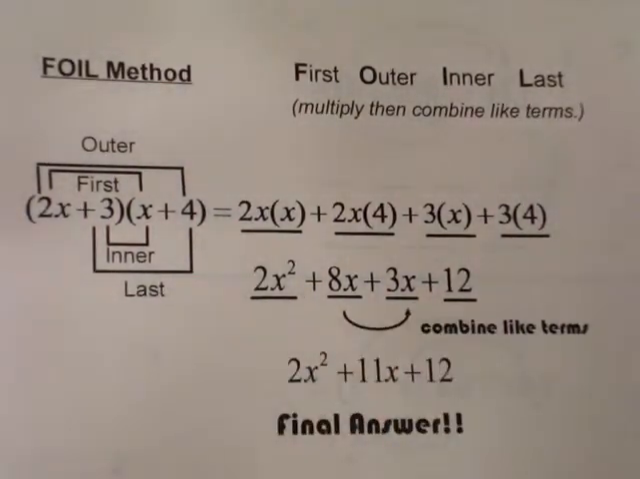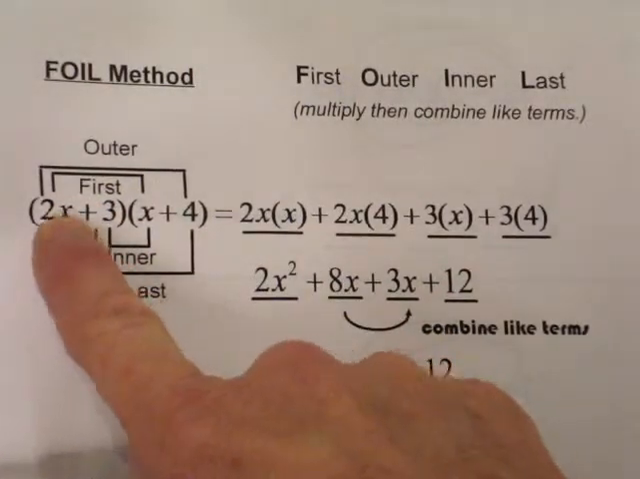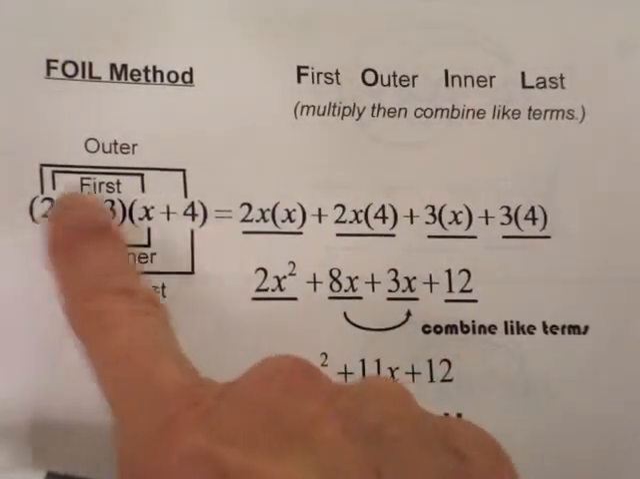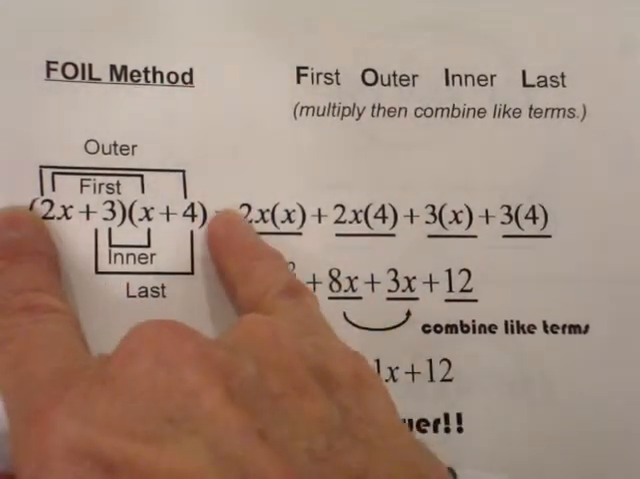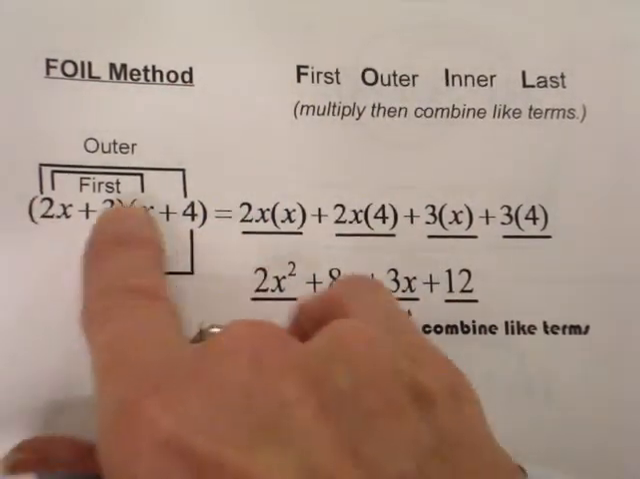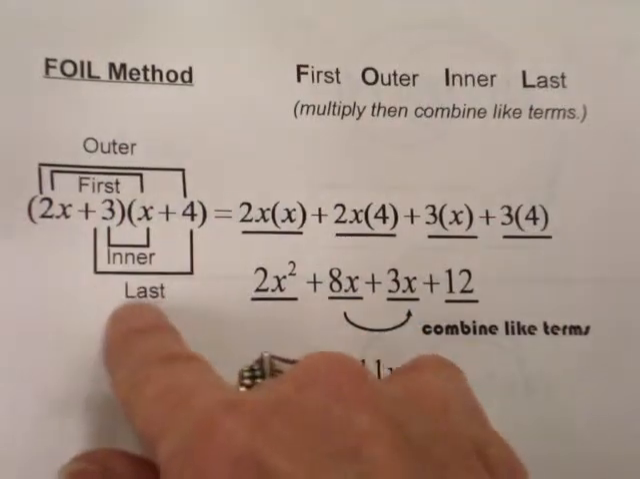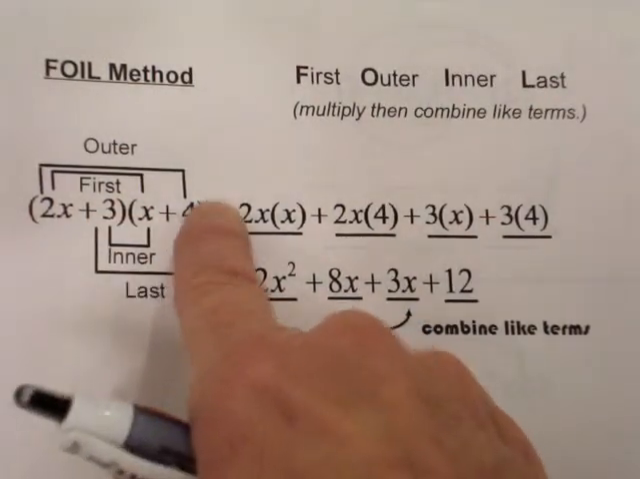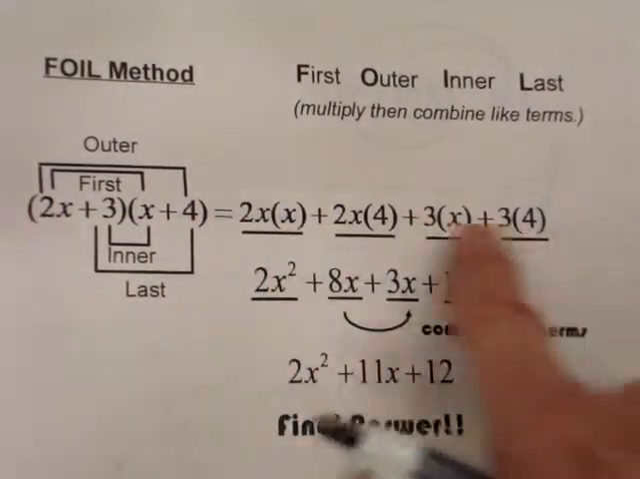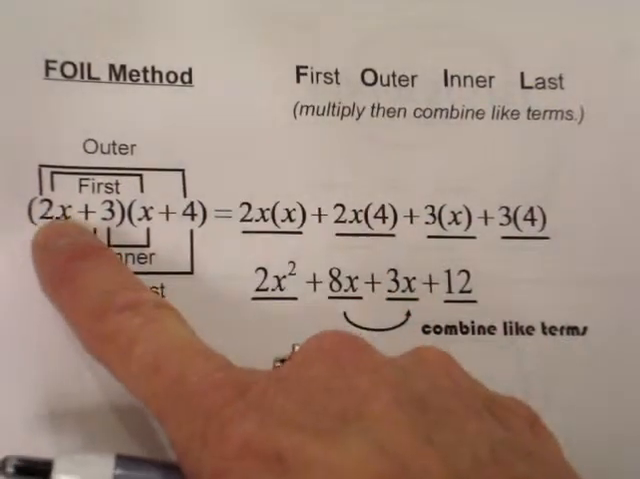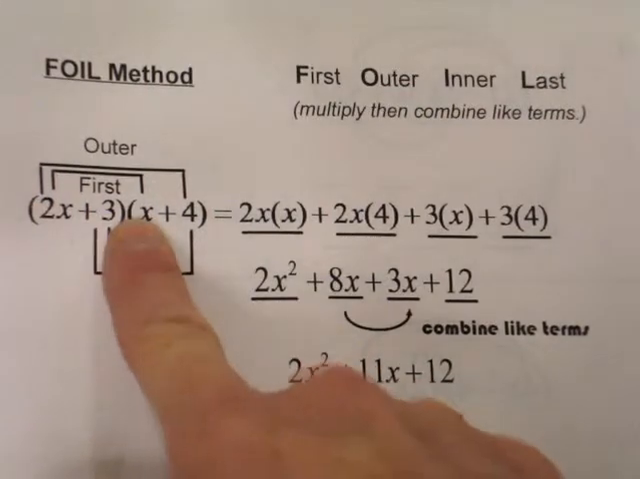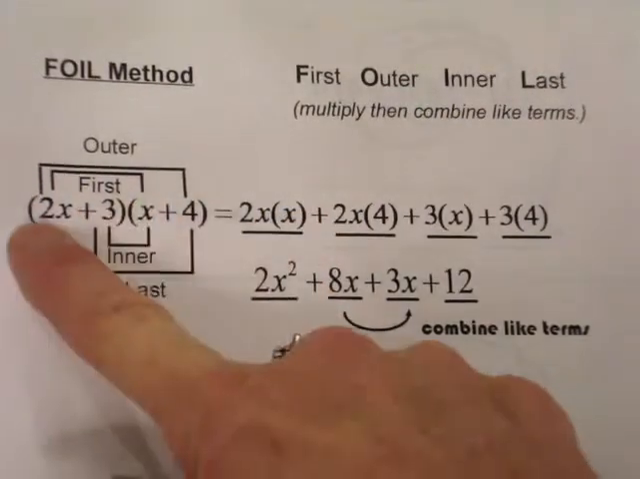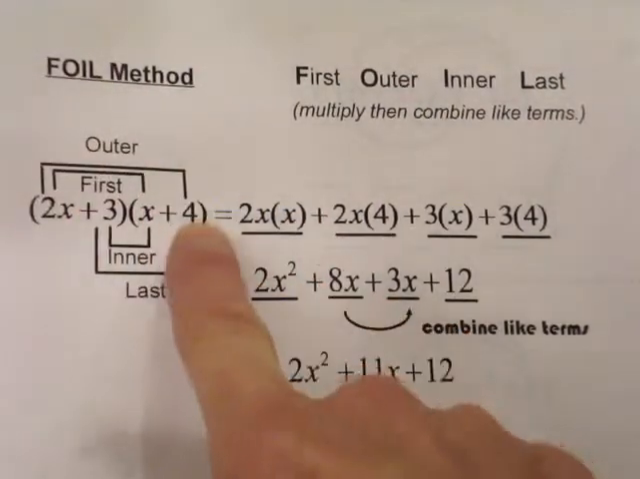Okay? So the firsts are the 2x and the x, so they are the first ones in each binomial. The outers are the 2 outers like this, the 2x and the 4. The inners are the 3 and the x, and then the lasts are the 3 and the 4. When you multiply, this step right here shows you that 2x times x is the first one right here, and then that 2x goes all the way to the 4.